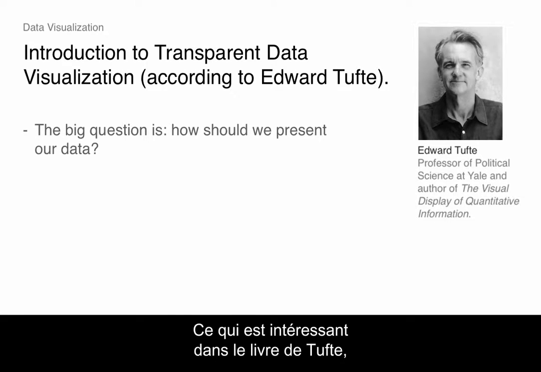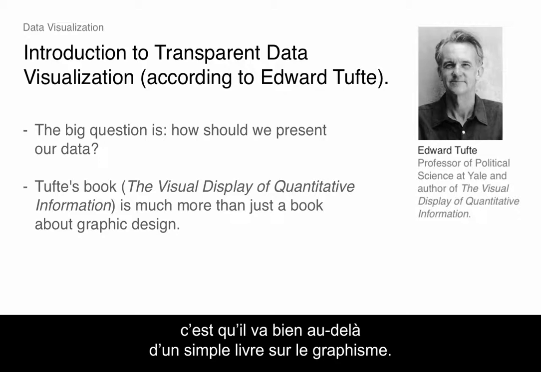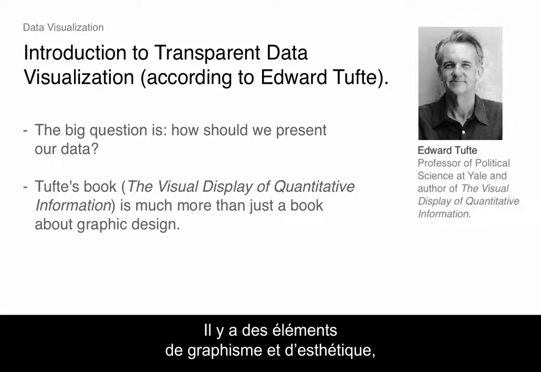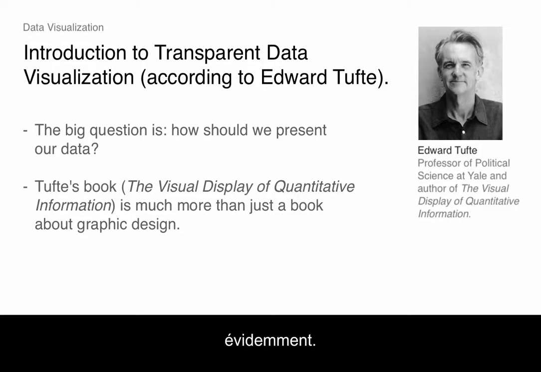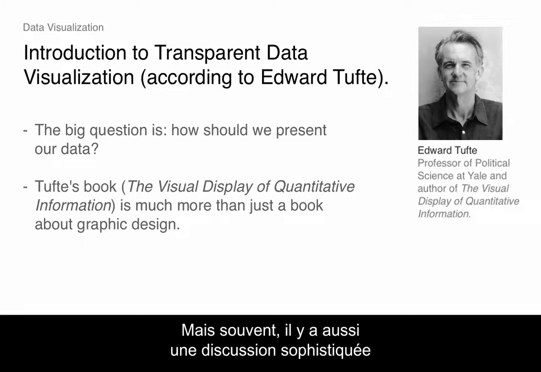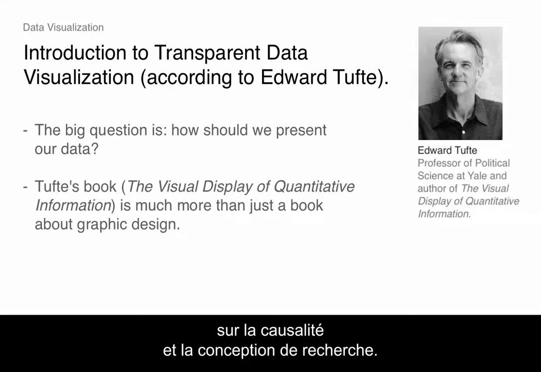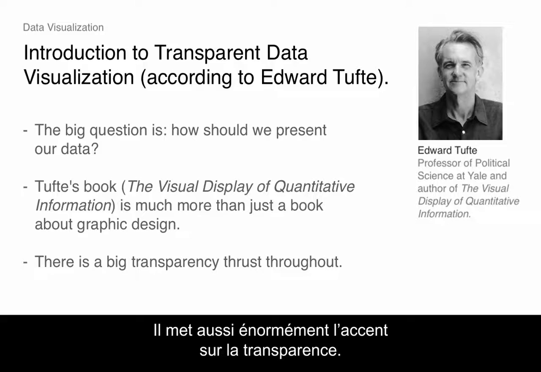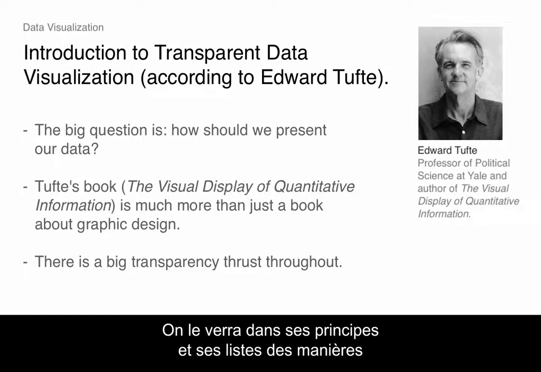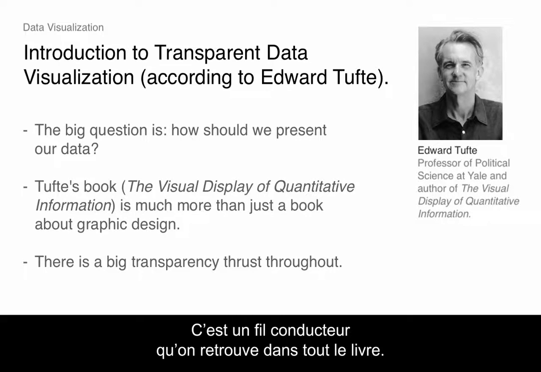And actually what's neat about Tufte's book is it's much more than just a book about graphic design. There are elements of graphic design, like what looks good. Some of that's in there, for sure. But there's also sophisticated discussion of causality and research design at various points in the book. There's also a big transparency thrust throughout, and we'll see that in his principles and his bullet points about accurate ways of conveying information and data. And that is a thread found throughout the book.